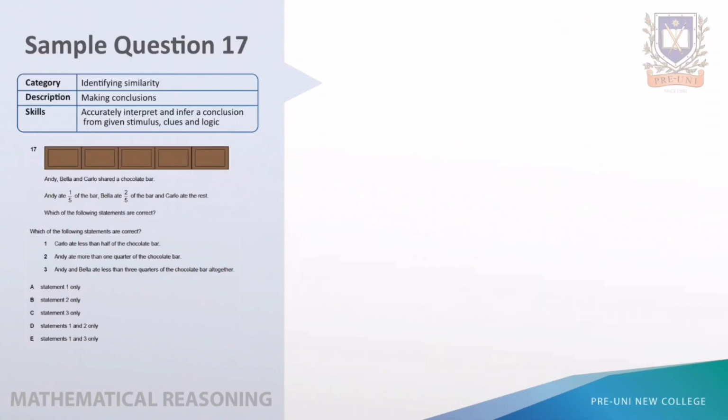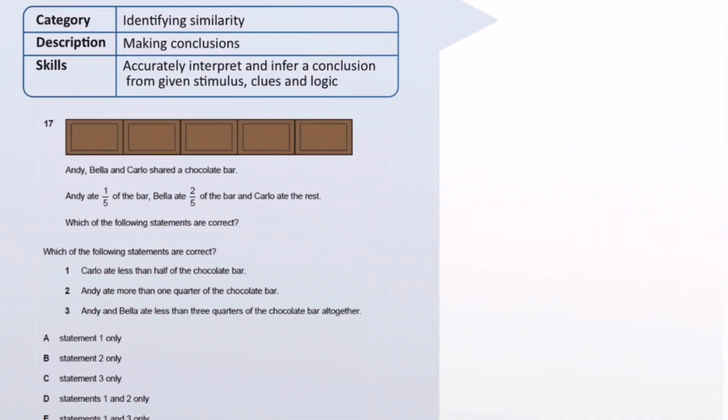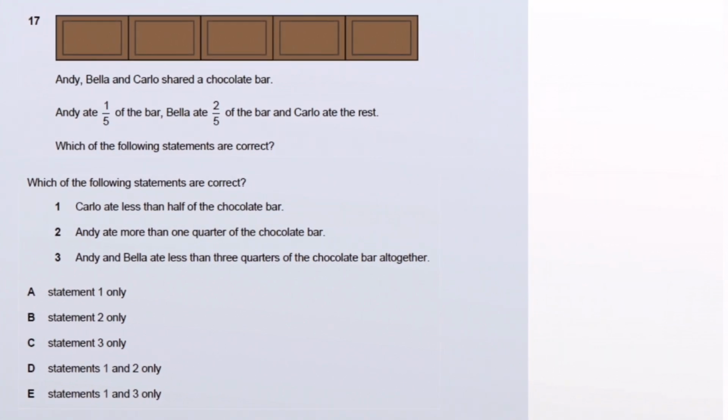For question 17, we have the category identifying similarity, the description of making conclusions, and skills to accurately interpret and infer a conclusion from given stimulus, clues, and logic. So when we go in, Andy, Bella, and Carlo shared a chocolate bar. Andy ate 1/5 of the bar, Bella ate 2/5 of the bar, and Carlo ate the rest. Which of the following statements are correct?